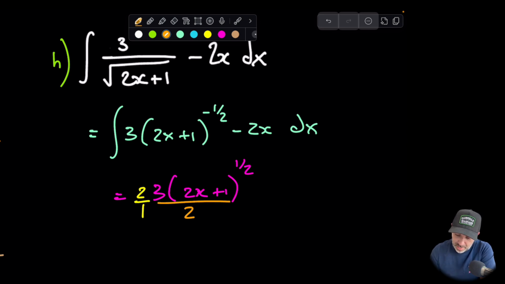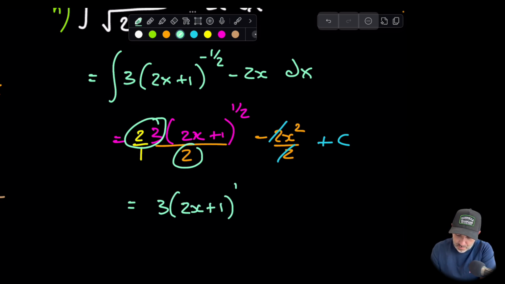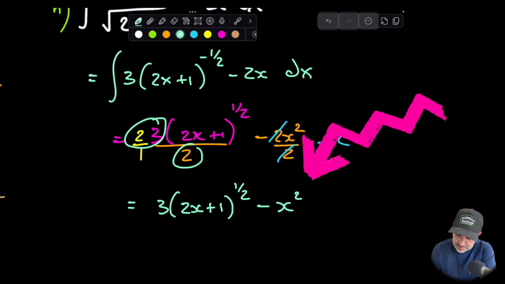So therefore, we have our term at the end here where we have to integrate, so that becomes 2x squared over 2. Those 2's will cancel, and then we have our plus c. So let's just tidy this whole thing up now. We're going to get 6, so this will be 6 over 2 is 3. Then we get (2x + 1) raised to the half, and those 2's cancel, leaving us minus x squared plus c.